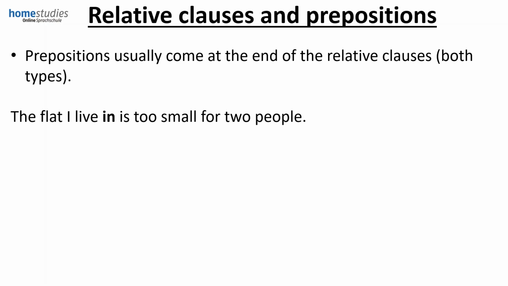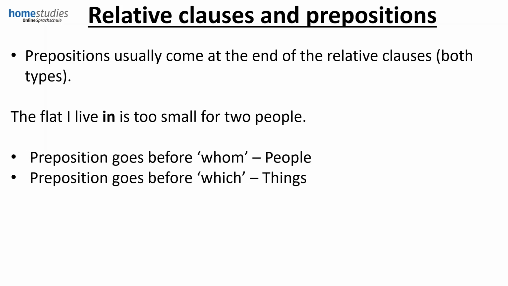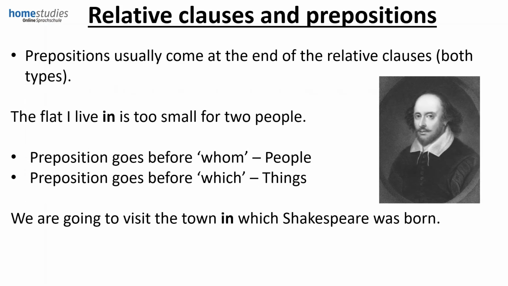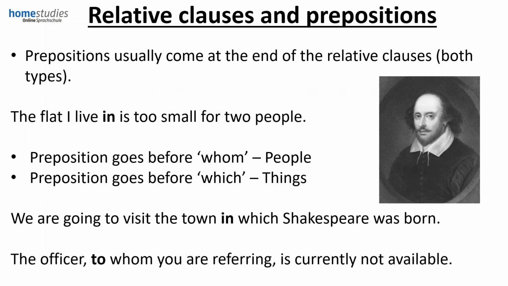Now, in more formal examples, the preposition goes before whom when we're talking about people, and the preposition goes before which when we're talking about things. Okay, have a look at these examples. We're going to visit the town in which Shakespeare was born. Or the officer to whom you are referring is currently not available. So in these more formal examples, the preposition goes before whom and which.